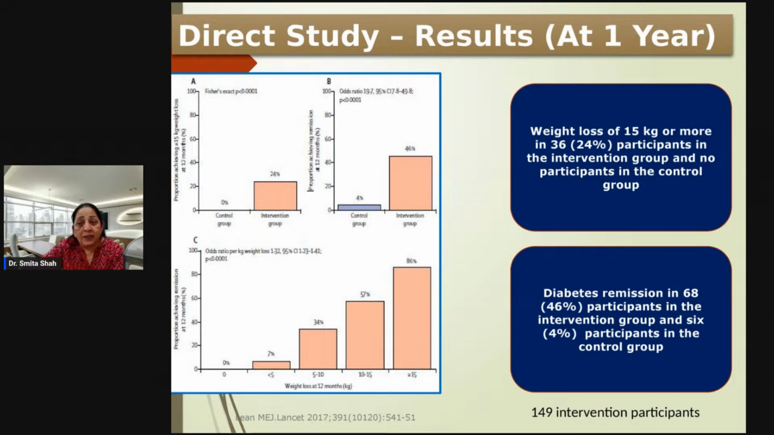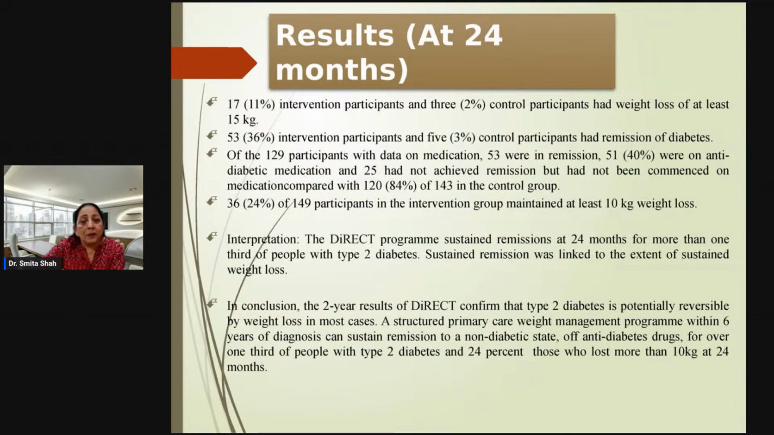Weight loss of 15 kg or more occurred in 36 participants in the intervention group and no participants in the control group. There were two groups, intervention and control. The good result was in the interventional group: diabetes remission in 68 participants in the intervention group and 6 participants in the control group. So you can see the results of the interventional group. The interpretation of this study is that the diet program sustained remission at 24 months for more than one third of the people with type 2 diabetes, and sustained remission was linked to sustained weight loss. So this was a very good study, and remission was possible.